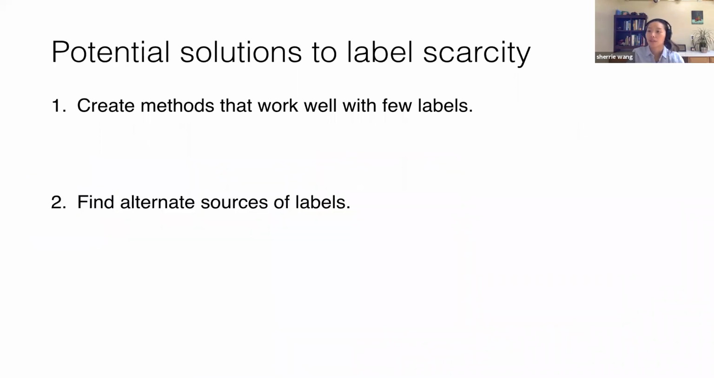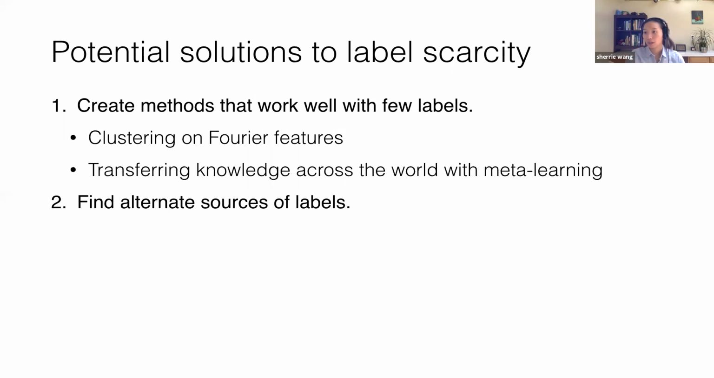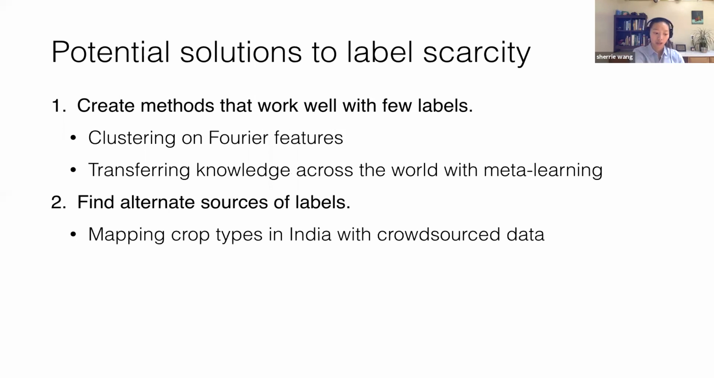So the outline for the rest of the talk is organized into two sections as potential solutions to this label scarcity problem. The first set of solutions is to create methods that work well in settings with fewer labels. And the second set of solutions is to find alternate sources of labels. In the first category, I'm going to talk about clustering on Fourier features, so trying unsupervised learning when you don't have any labels. Then I'm going to talk about transferring knowledge across the world with meta-learning. And then finally, the project I'll conclude with is mapping crop types in India using crowdsourced data.